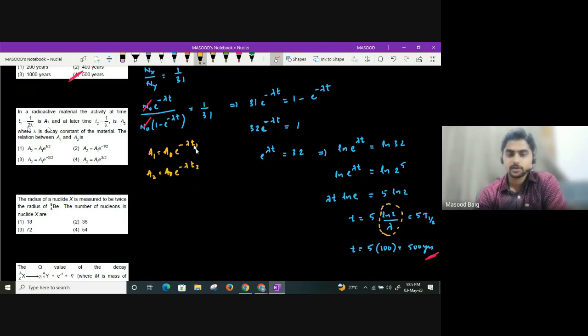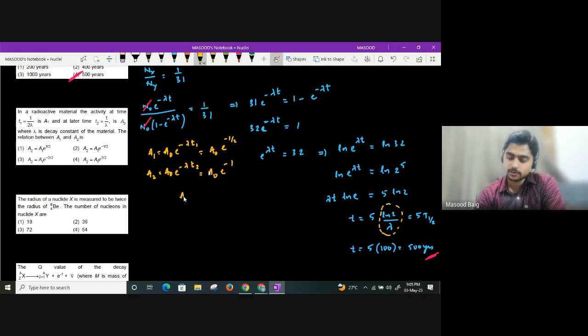So what is t1 value given? 1 by 2λ it is given. So what will I get? A0 into, because it is given as 1 by 2λ, or λ into t1, I can write it as e^(-1/2). And what is λ into t2 value given? t2 value is given as 1 by λ. So I can write it as e^(-1), guys.